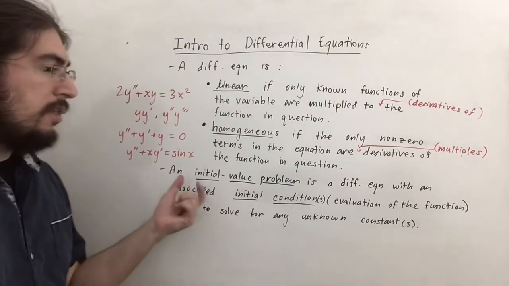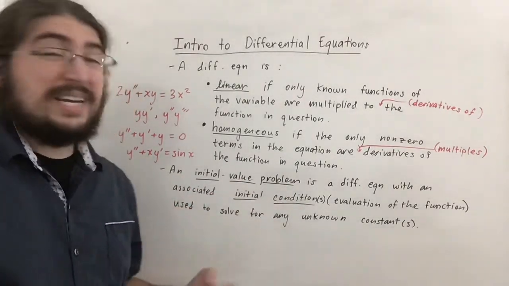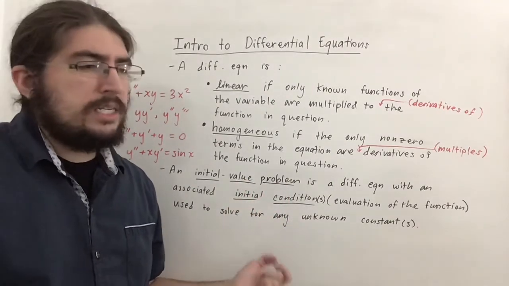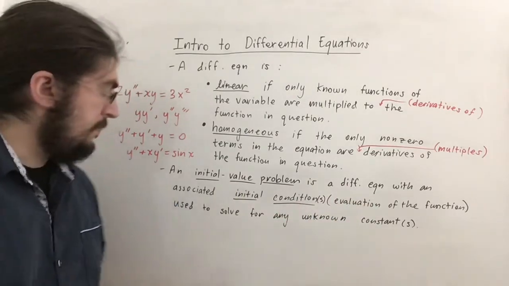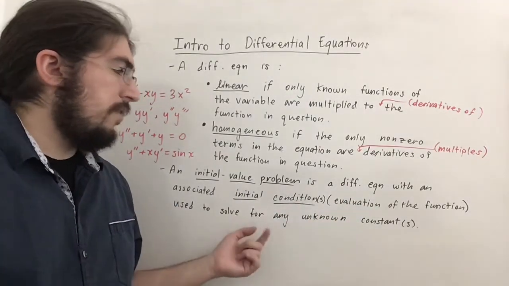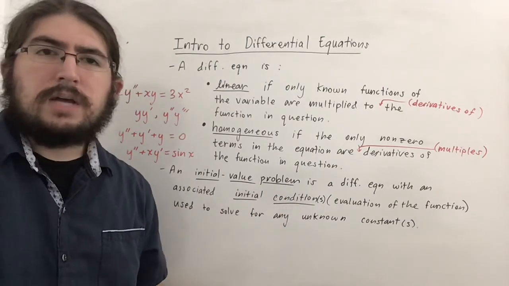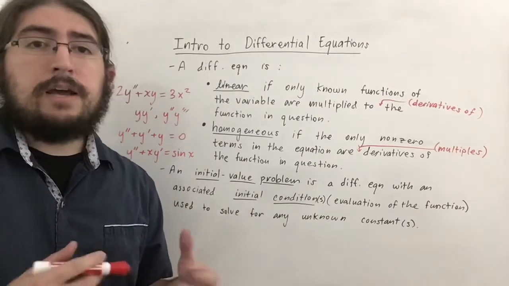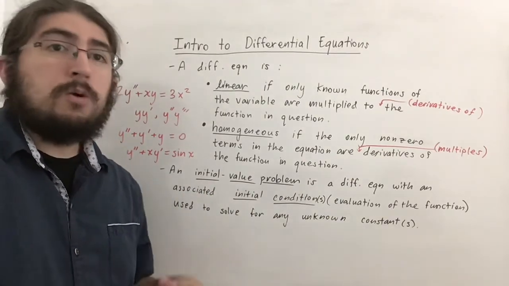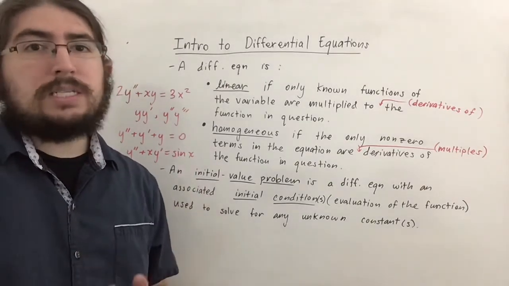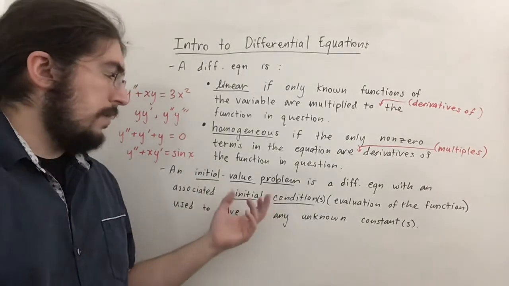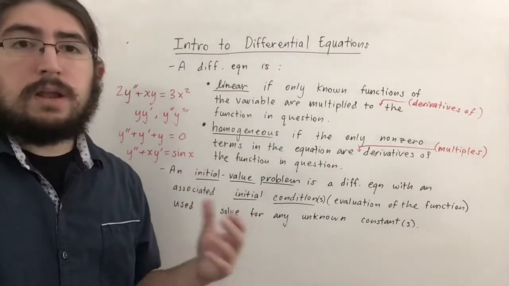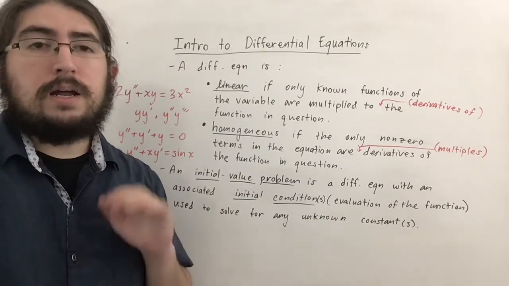Okay? An initial value problem is a differential equation with an associated initial condition, or possibly more than one initial condition. And an initial condition is just an evaluation of the function in question. This is normally used to solve for any unknown constants. Kind of like we saw in the previous example, where we were asked to show that something involving c was a solution to a differential equation. We'll do an example right now, which will be the same question, but with an initial condition associated with it. So we'll actually see an initial value problem that corresponds to the previous example.